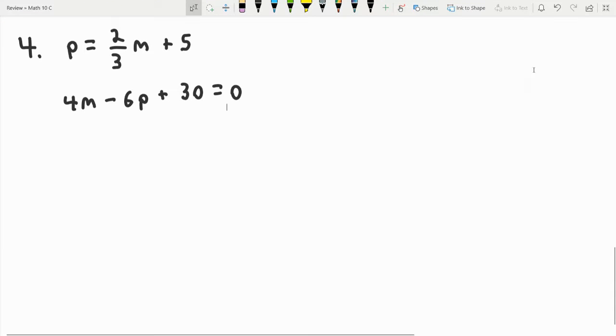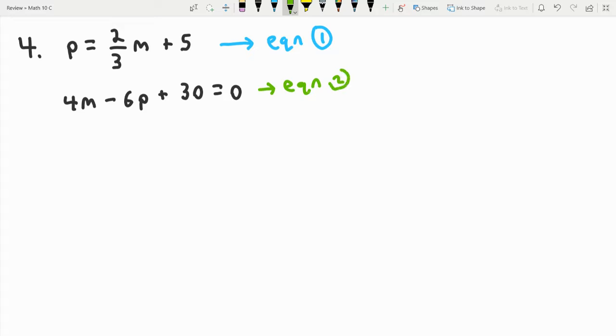So for question 4, instead of being given variables x and y, we're given variables p and m. So don't be alarmed. We can still solve this equation because there's still two equations, two unknowns. So let's start by labeling our equations. I'm going to call my first equation equation 1, and let's call my second equation equation 2.